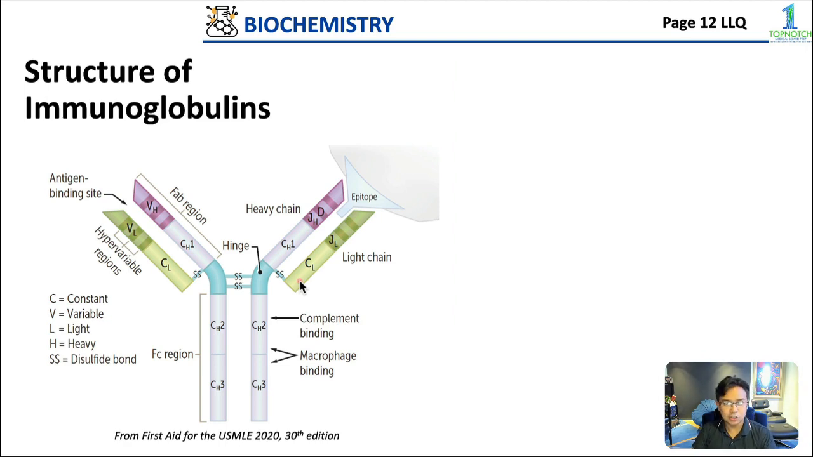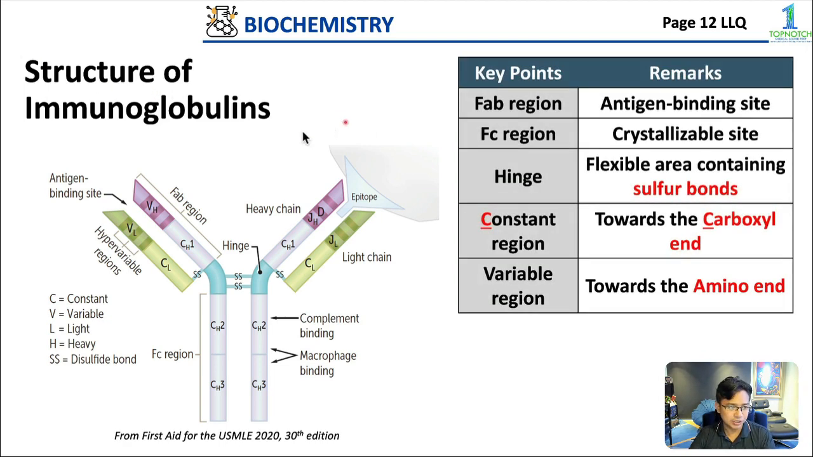Now, key points in the structure. The Fab region here, the Fab, means antigen binding site, while the Fc, which actually means crystallizable site, is found here. The hinge is at the center and has a flexible area containing sulfur bonding. Take note of that. It has sulfur bonding.